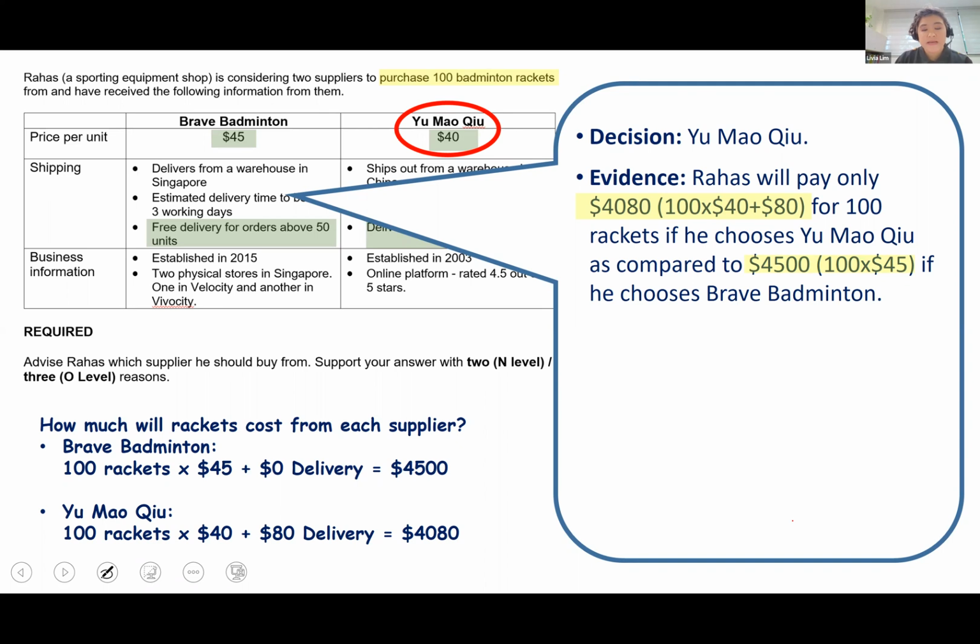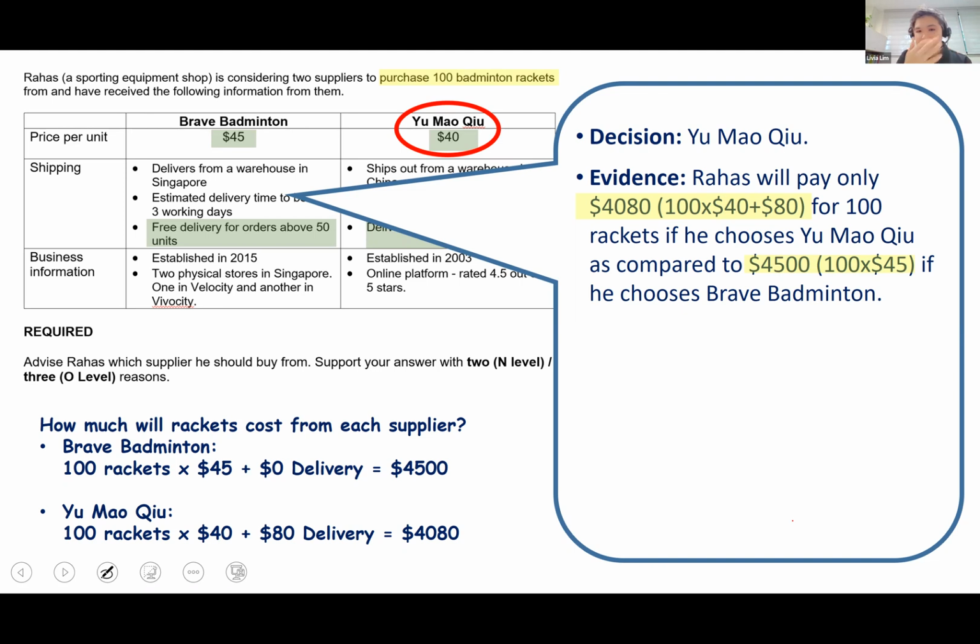So that's the evidence. Can you see that I did not copy? Each badminton racket from Yu Mao Qiu is $40 and there is delivery expenses of $80. This $40 is lesser than $45 from Brave Badminton, which will not charge a delivery or free delivery for orders above 50 units. I did not copy. What I did was I did some calculation and I presented that as evidence. So remember, don't copy. You should paraphrase the evidence.